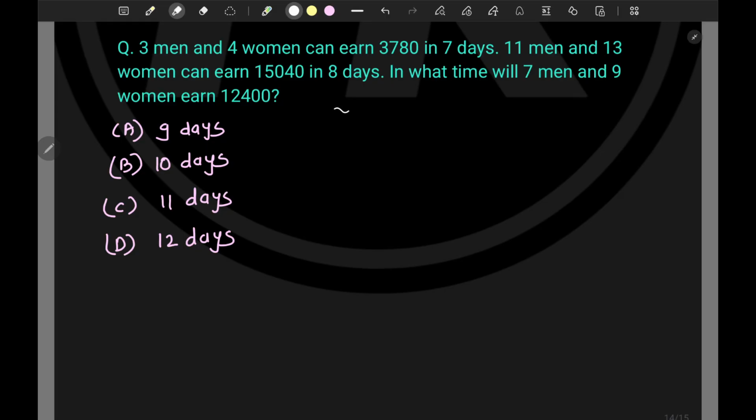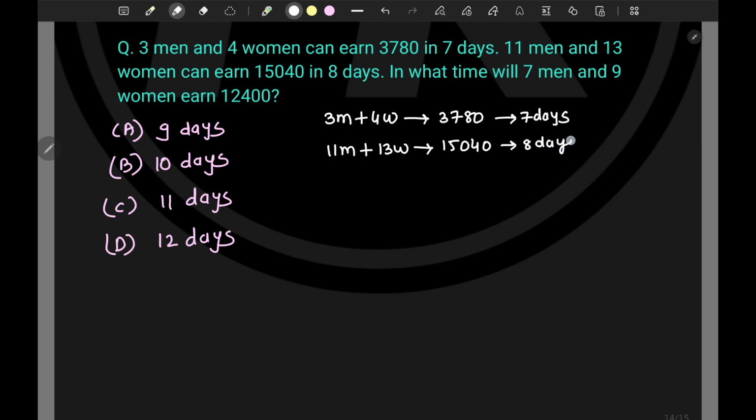So, what is given? The given is 3 men and 4 women. They are earning how much wages? Like 3,780 rupees in 7 days, right? And again, it is given that 11 men and 13 women earn around 15,040 rupees in 8 days. And it is asked in what time the 7 men and 9 women can earn 12,400 rupees, right? In how many days can they earn that?